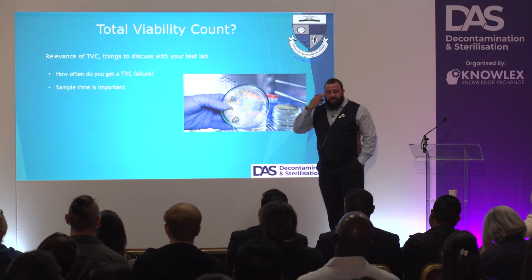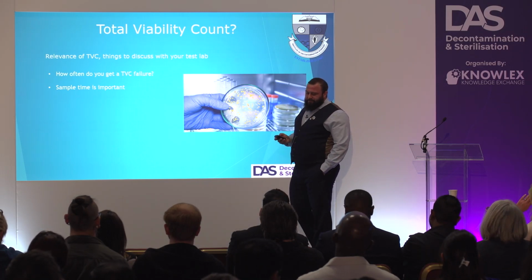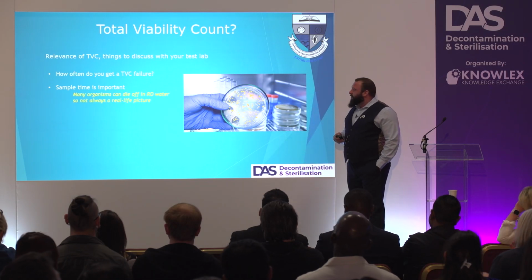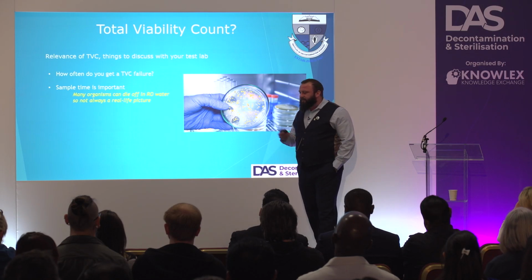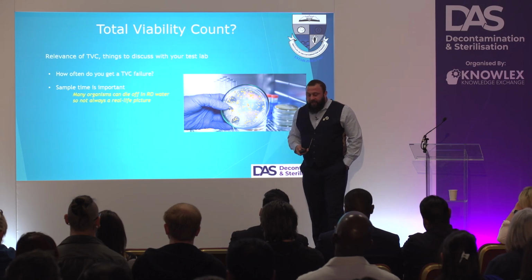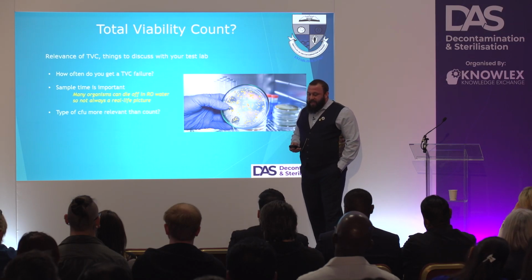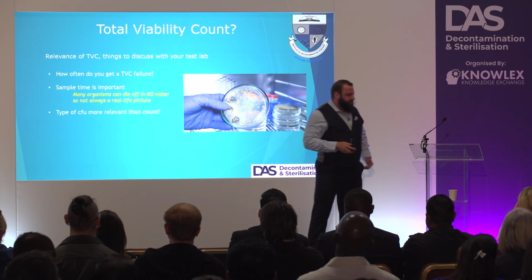Sample time is important with TVCs. We need to get it to the lab within 24 hours because a lot of organisms can actually die off in RO water, as it's not ideal for their continued life. So it's not a real-life picture. Type of CFU, I would argue, is more relevant than the arbitrary numbers.